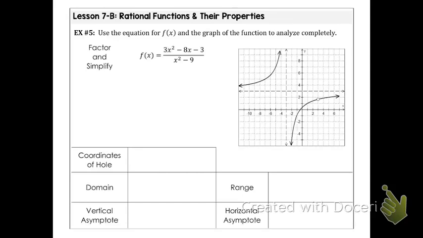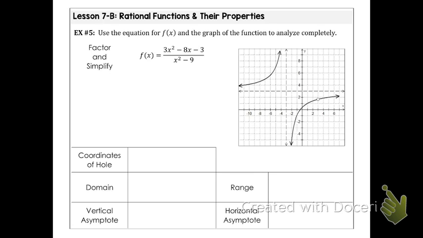Right, lesson 7b, rational functions and their properties. It says, use the equation for f of x and graph the function to analyze completely. So example 5, it wants us to factor and simplify, and then we're going to find a bunch of information here about it. All right, so let's go ahead and factor the numerator.